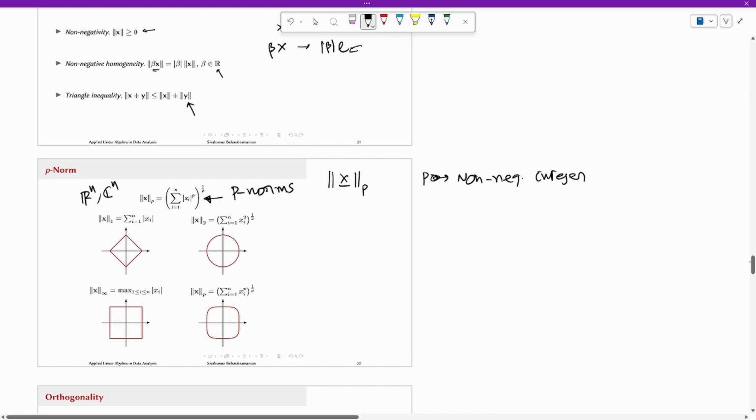Well, I should not say non-negative integer. Let's just say these are positive integers. We will not include 0. So p can be 1, 2, 3, all the way, in fact, all the way up to infinity. Okay. When p is 2, then you have the Euclidean norm, which is simply the square root of x transpose x.